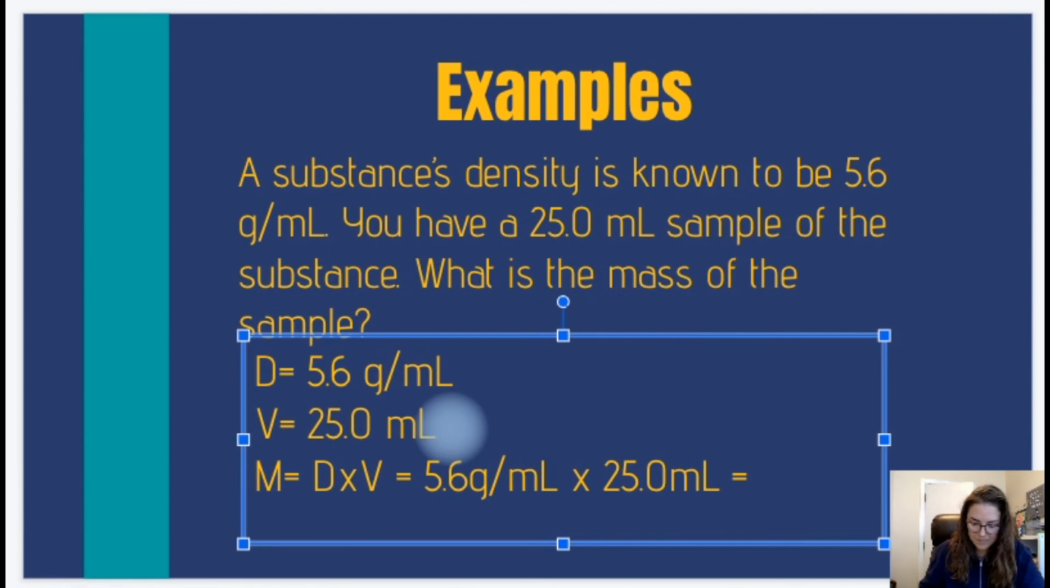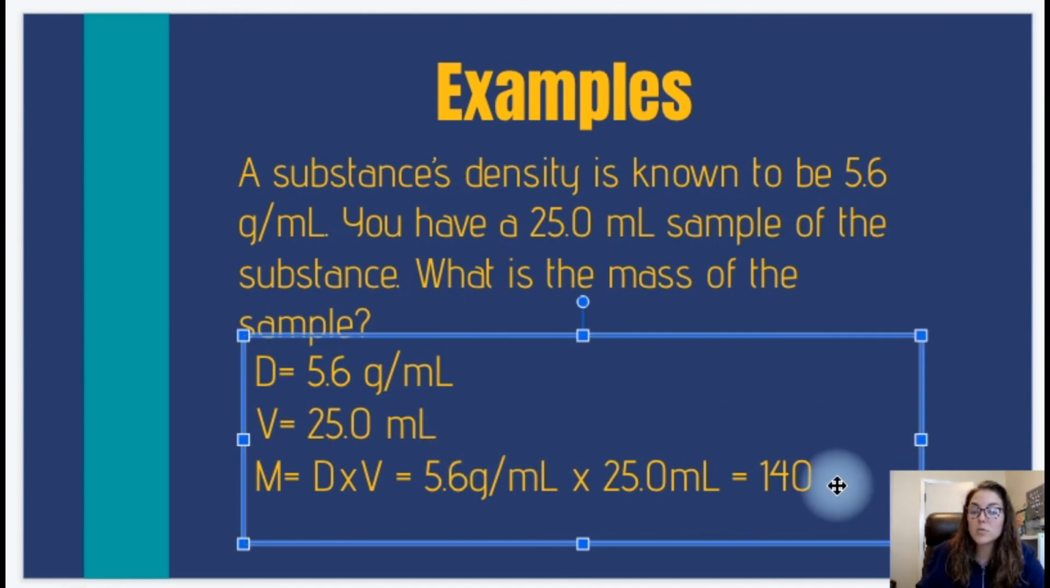Okay, I'm going to put that into my calculator. 5.6 times 25. I got 140. And now what we know is that the answer isn't just 140. The answer also needs to have a unit. So grams per milliliter and milliliters. Okay, I'm trying to find mass. And earlier in my notes, I remember that we said our mass was in grams. Okay, grams.